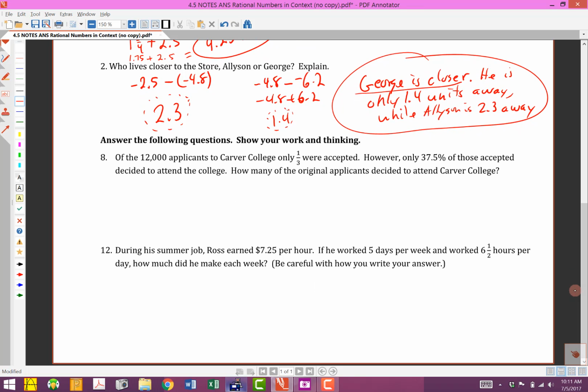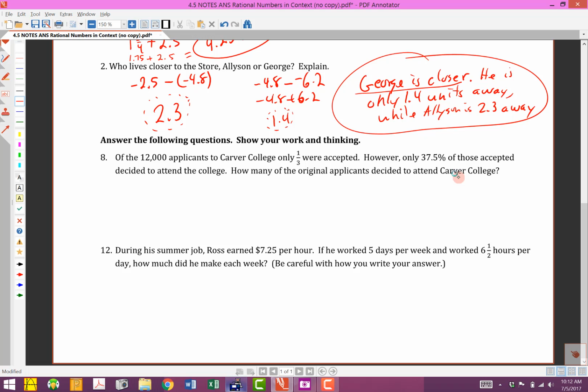Okay, let's take a look at two other problems. These involve rational numbers of various types, and we've kind of got to think about what's going on here. So it says, of the 12,000 applicants to Carver College, only 1/3 of them were accepted. So all 12,000 didn't get in, only 1/3 of those got in. You may be able to do that math in your head, but we're definitely going to show you our work and thinking anyway. And then it says, however, only 37.5% of those accepted decided to attend the college. How many of the original applicants, so those original 12,000, decided to attend the college?